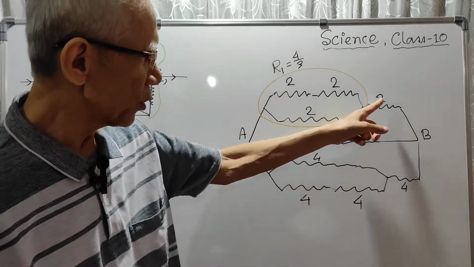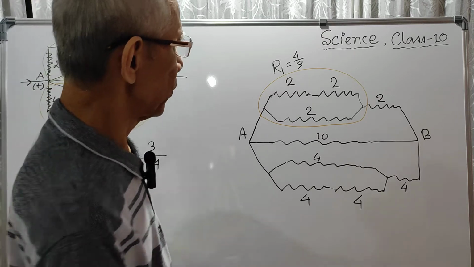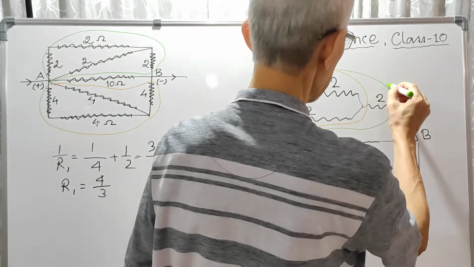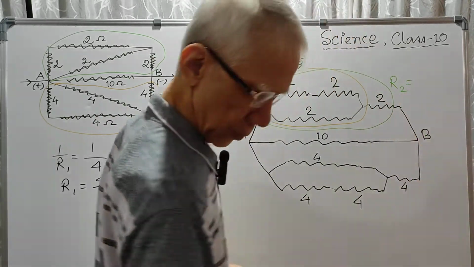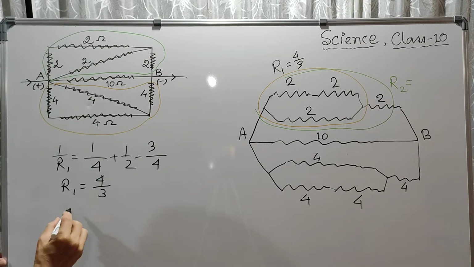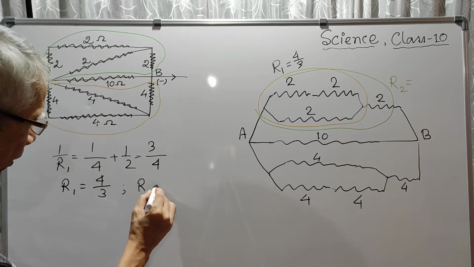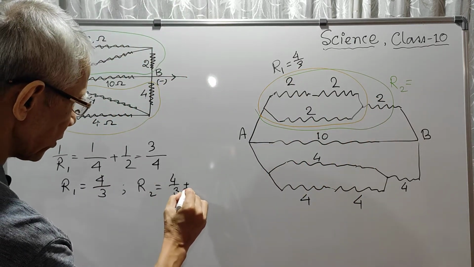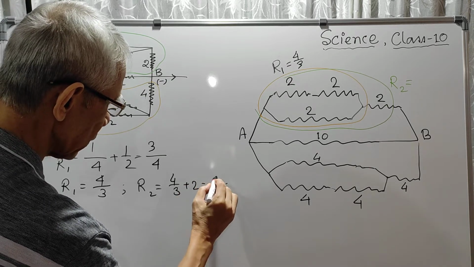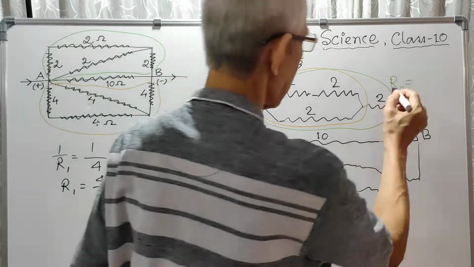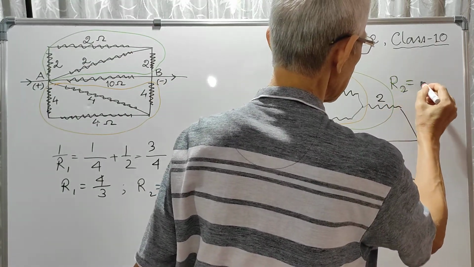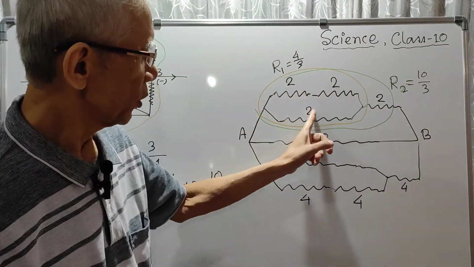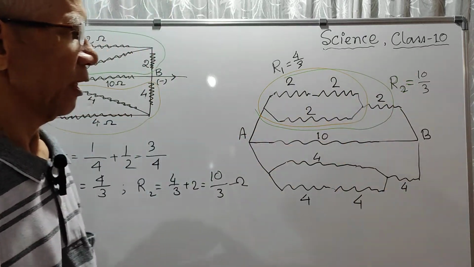Now with 4 by 3, these 2 in parallel. Suppose we call this whole thing R2. So what will be R2? R2 will be this R1 plus 2. That means 4 by 3 plus 2, that is 10 by 3 ohm. So R2 means this whole part. These 4 resistors together is 10 by 3.